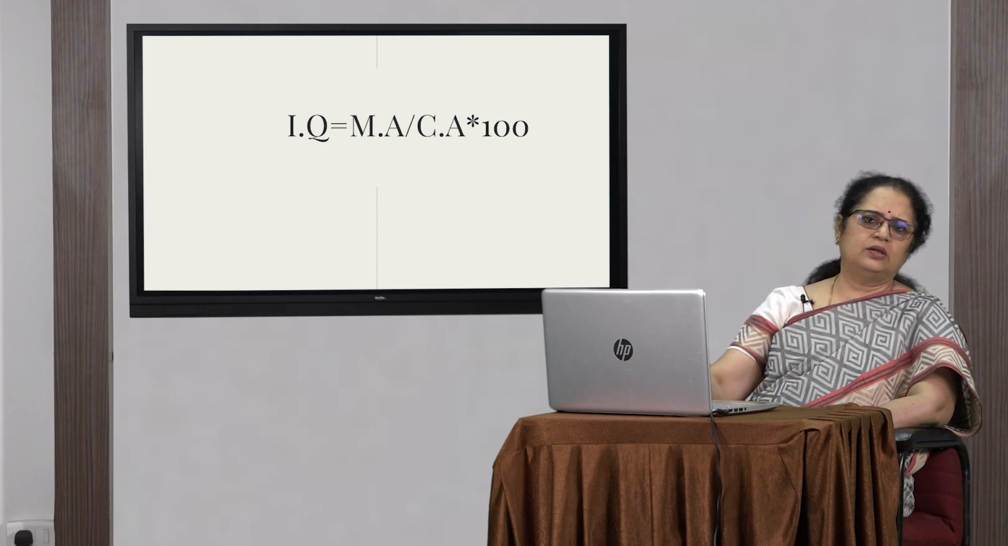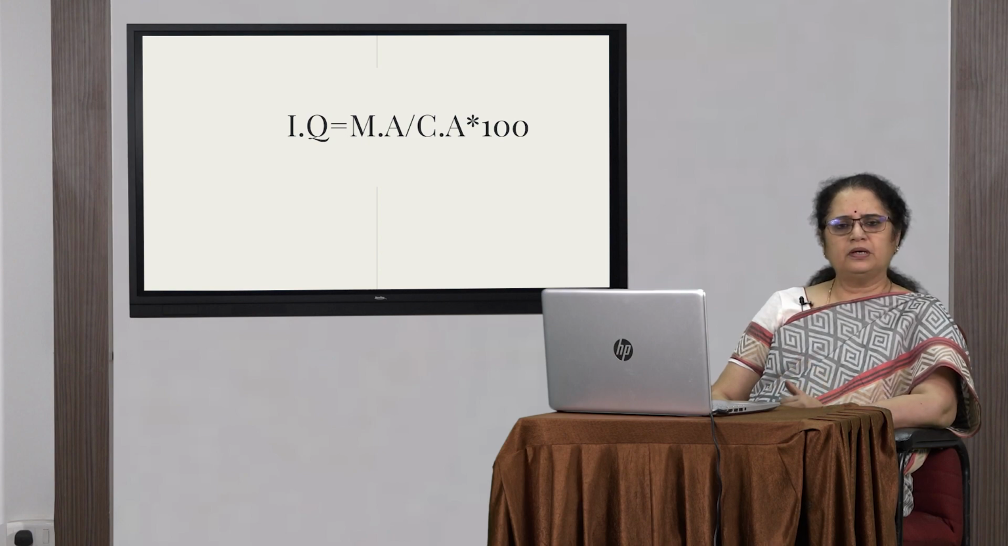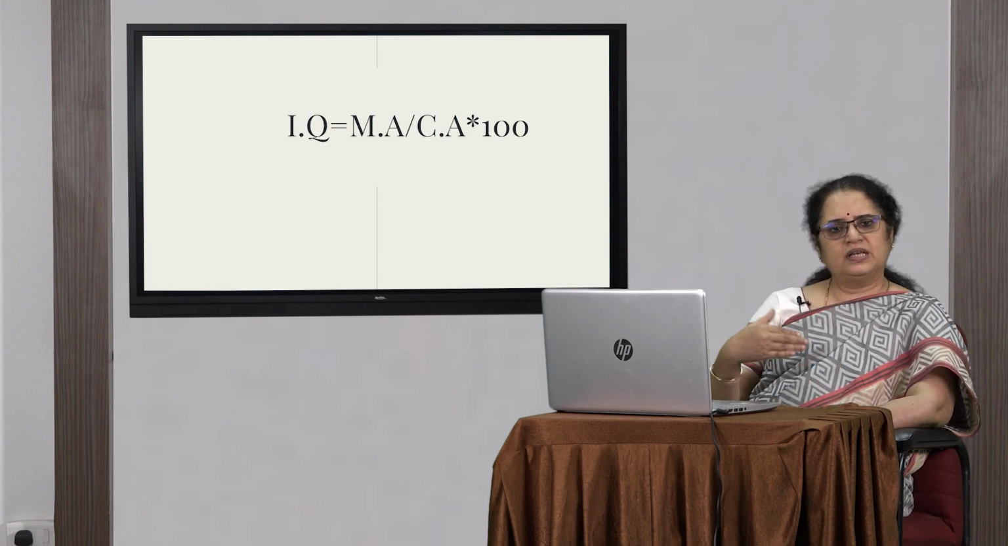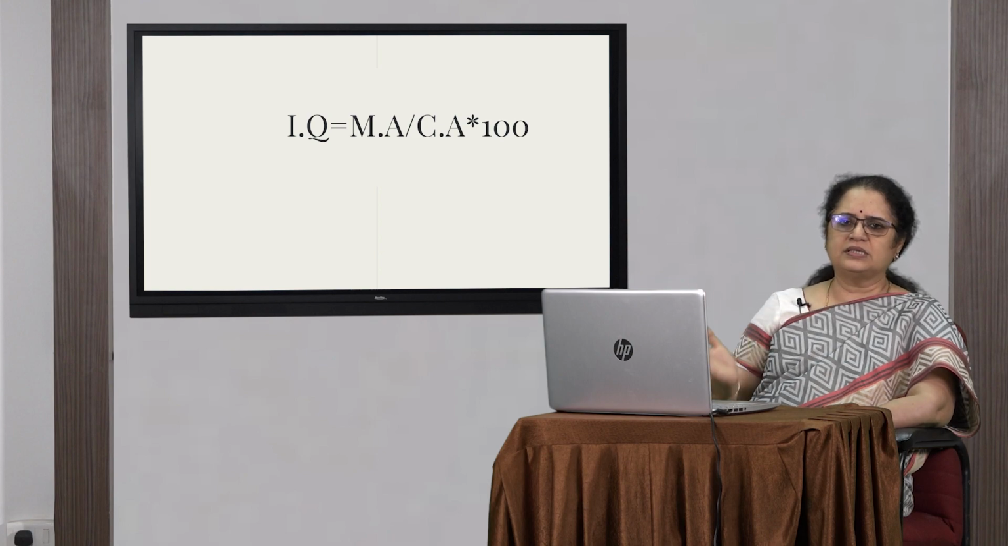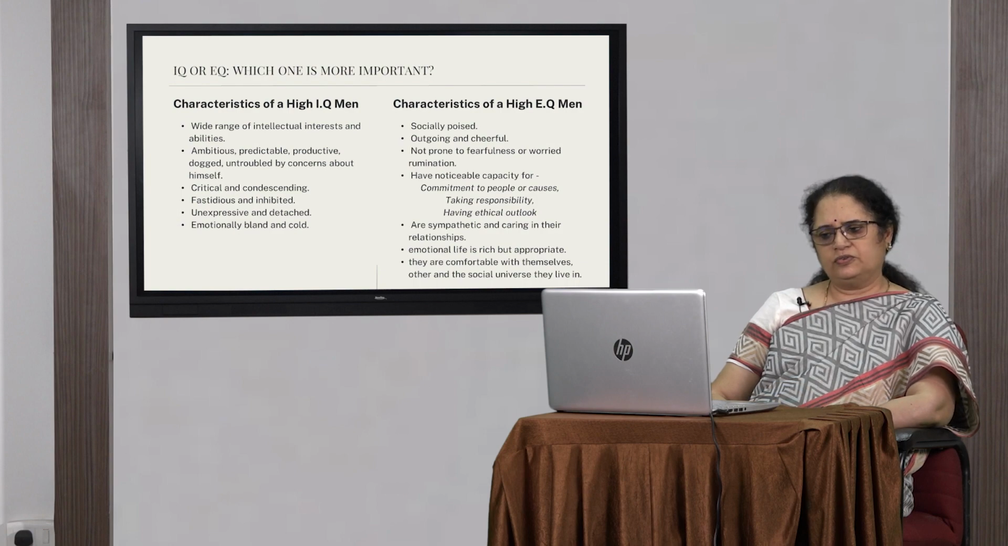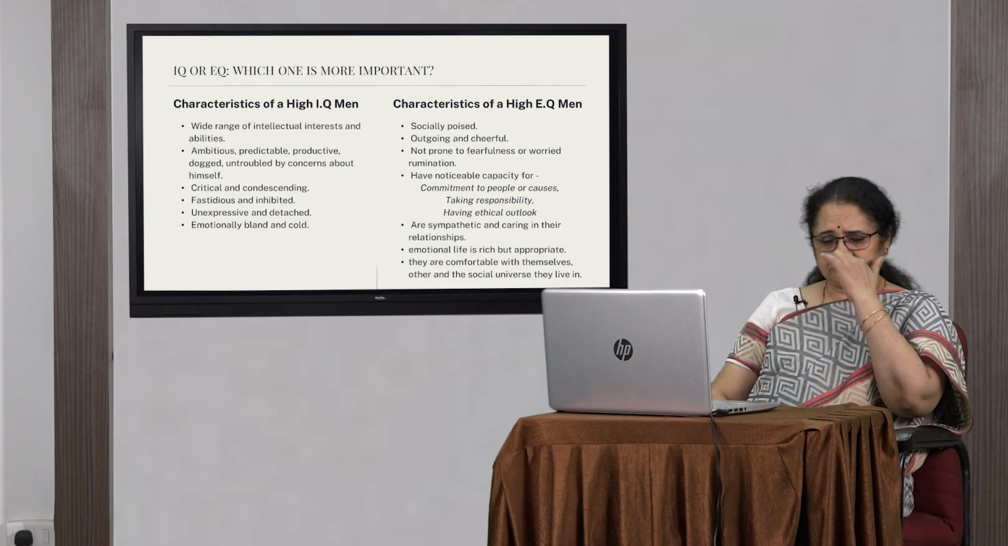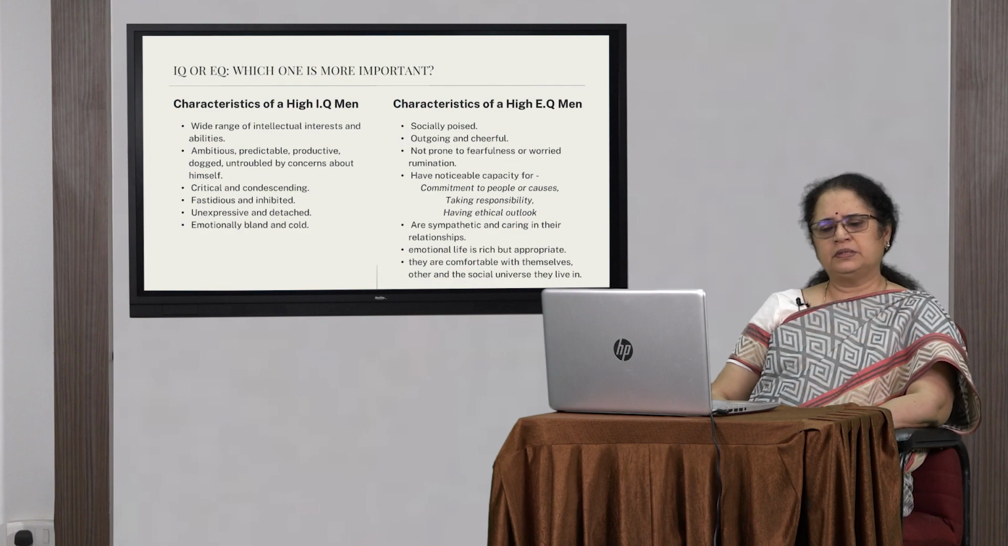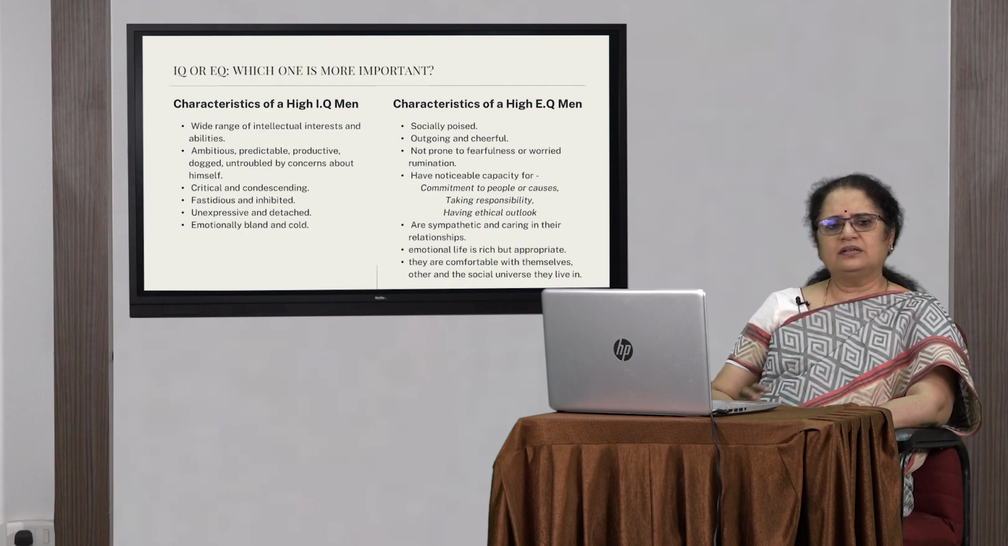So, IQ and EQ, if you see, you have typical people in your life. You would have seen high IQ men, you would have seen high EQ men, you would have seen high IQ women, high EQ women. So, you can actually look at what are the qualities, what all things that a high IQ man usually has. They have a wide range of intellectual interests and abilities. They are very ambitious, they are predictable, they are productive, and they do not get too concerned about themselves. They do not really have major concerns about themselves.